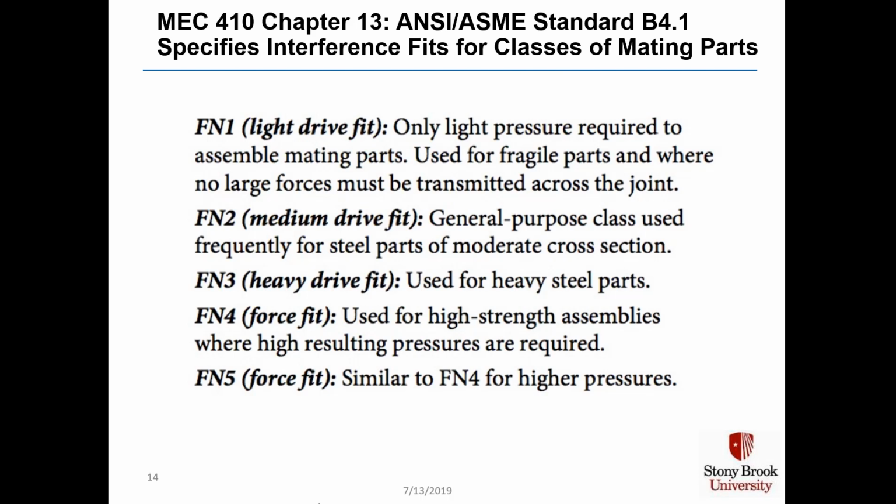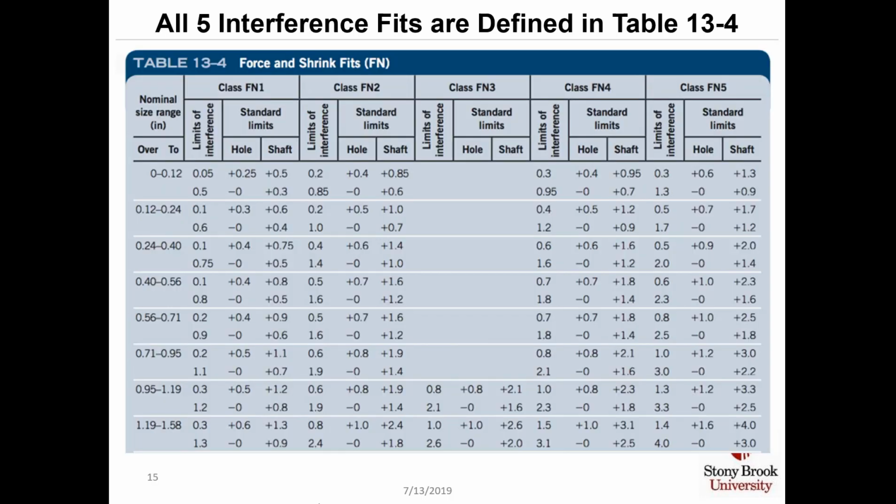ANSI ASME standard B4.1 specifies 5 interference classes of fits for mating parts. They go from FN1, the lightest interference fit, where only light pressure is required to assemble the mating parts. It's used for fragile parts and where no large forces are transmitted, all the way up to FN5, which is used for high-strength assemblies where super high resulting pressures are required. Our textbook gives you table 13-4 with all 5 classes of interference fits.